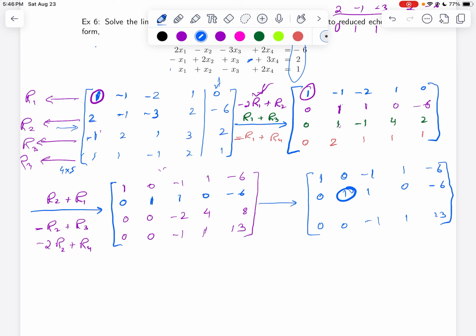This is the pivot, and now I'm going to use the pivot. Sorry, over here. So we have to use the pivot to make the entry 0. So this will be our pivot now. So I have to make the entries above and below it 0.